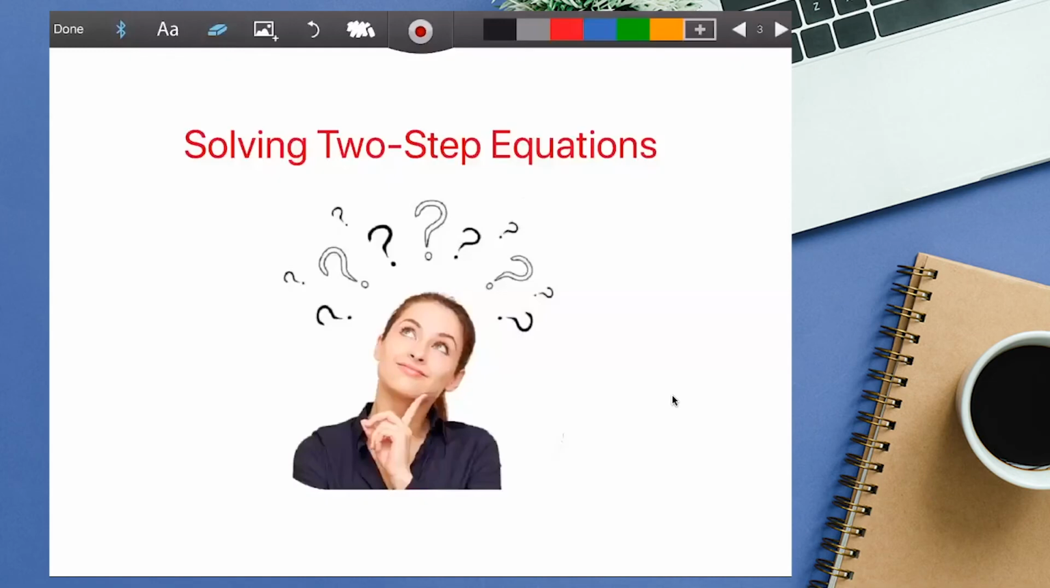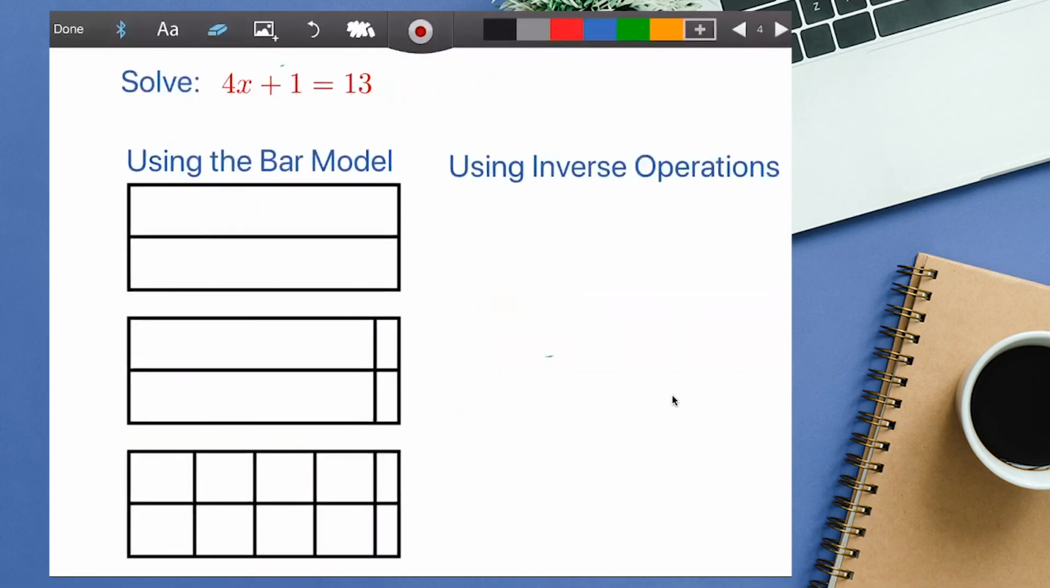So now we're ready to solve two-step equations. We're going to extend our knowledge in solving one-step equations to solving two-step equations. So let's solve the first example. 4x plus 1 is equal to 13. Let's start using inverse operations. So if we have 4x plus 1 is equal to 13, our goal is to isolate the variable on one side by eliminating the other terms. In this case, we need to get rid of, or to eliminate, 1 from the left side.